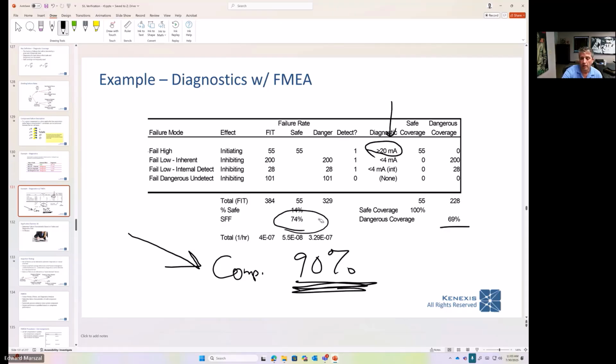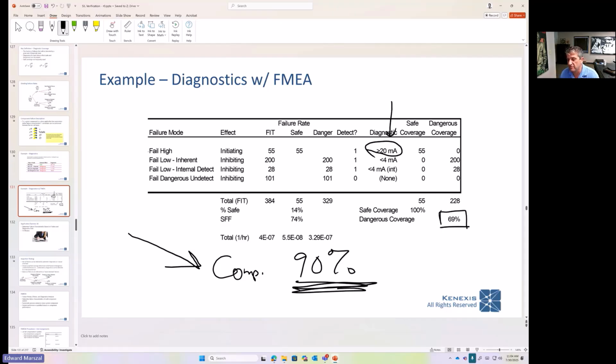I mean, this 69% is only taking into account the 228 FITs related to dangerous detected, but the 55 related to safe detected are not taken into account. So I mean that we have to add up, not aggregate, these numbers. Well, right. So you get my question.